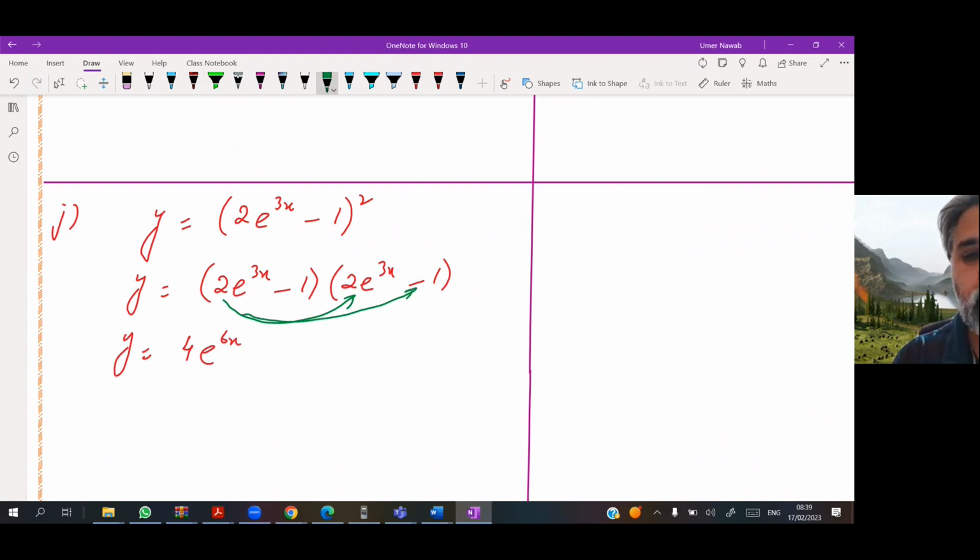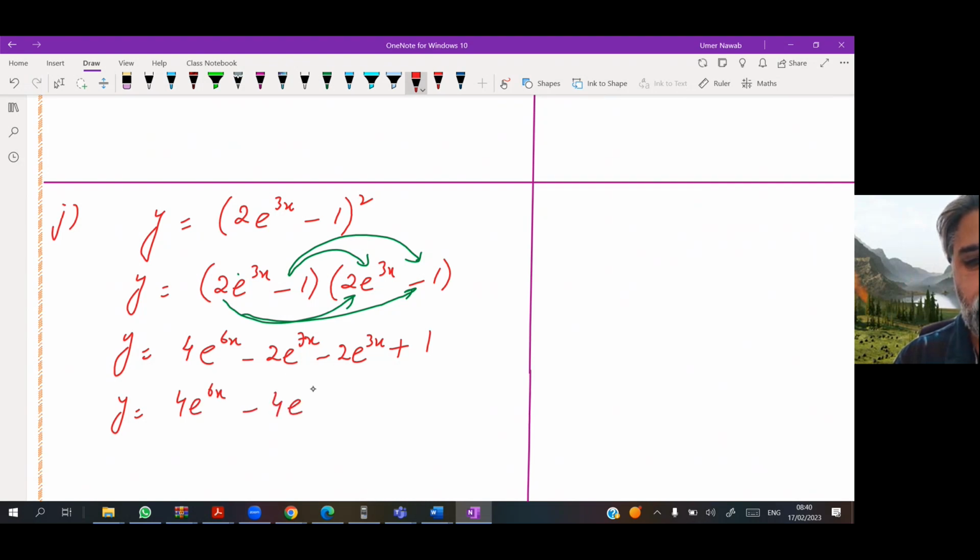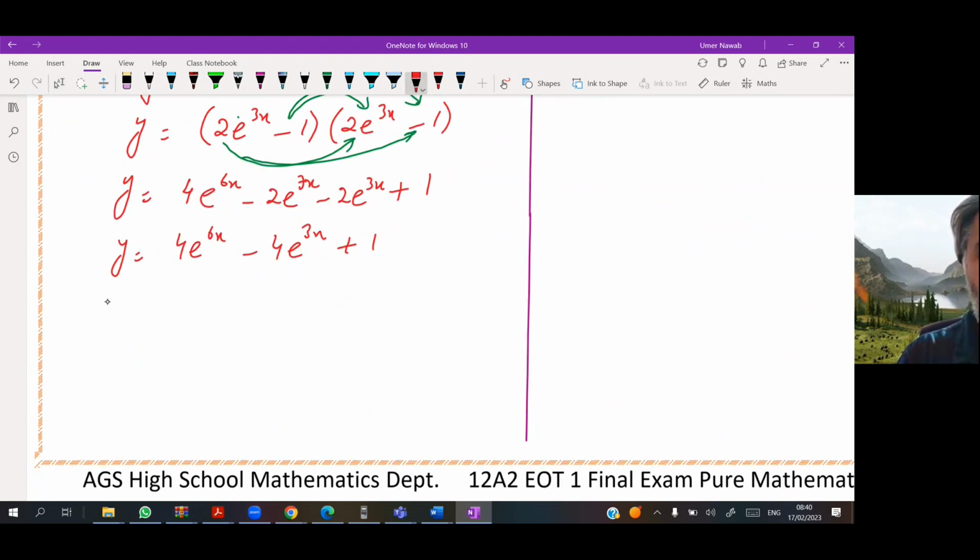Then this multiplied, it gives you minus 2 e raised by 3x. And then minus 1 multiplied gives you minus 2 e raised by 3x. And then minus 1 times minus 1 is plus 1. So y is equal to 4e^6x minus 2e^3x minus 2e^3x plus 1, that is 4e^6x minus 4e^3x plus 1. I'm ready to apply the differentiation, boys.